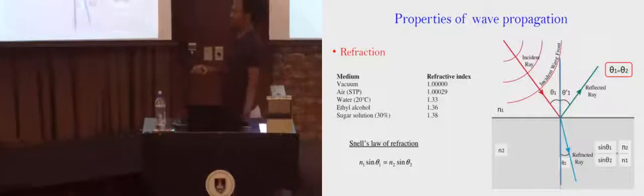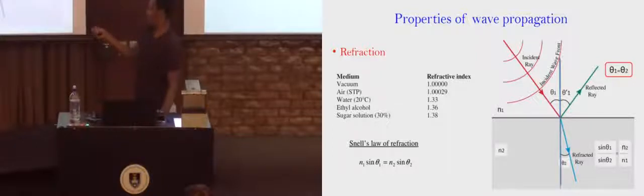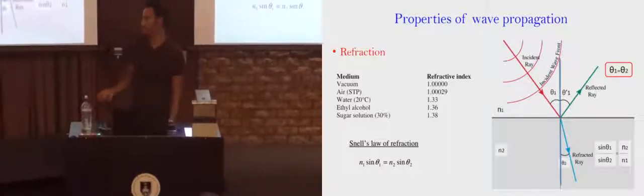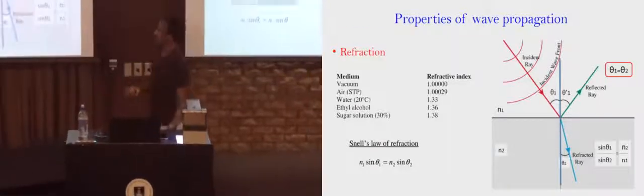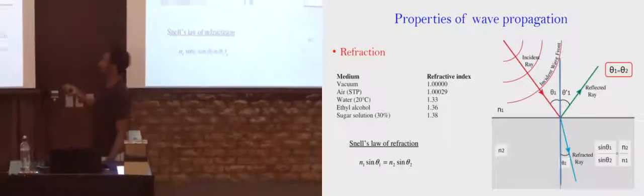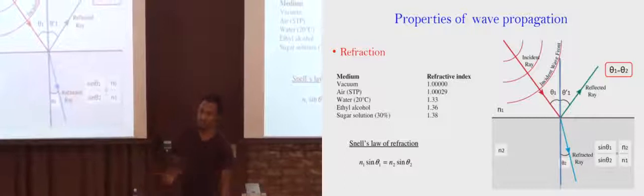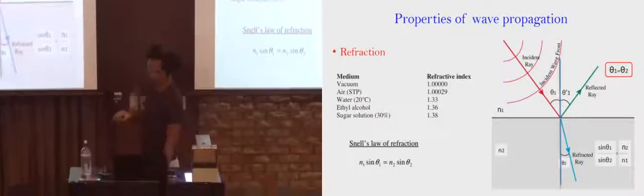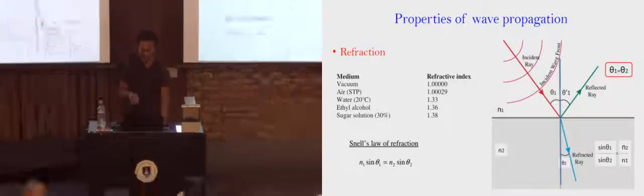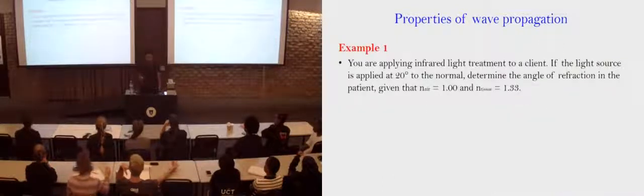This is called Snell's law, or the law of refraction, which is sine theta 1 over sine theta 2 equivalent to n2 over n1, or n1 sine theta 1 equivalent to n2 sine theta 2. So you can find the angle of refraction if you are given the media and you know the angle of incidence. This formula is used to describe the relation between the angle of incidence and refraction. It's Snell's law. Let's do a simple exercise.